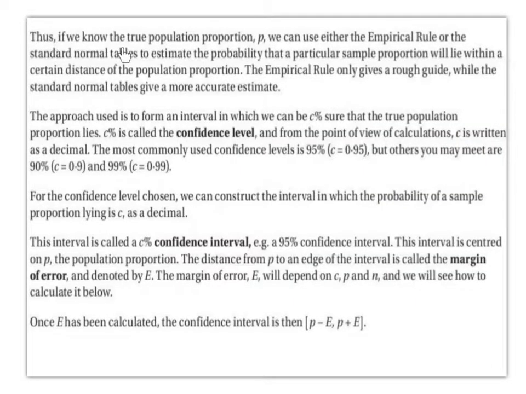Thus, if we know the true population proportion, P, we can use either the empirical rule or the standard normal tables to estimate the probability that a particular sample proportion will lie within a certain distance of the population proportion. So we want to work out the probability that a certain sample proportion lies within a certain distance of the population proportion. The empirical rule only gives a rough guide, while the standard normal tables give a more accurate estimate.